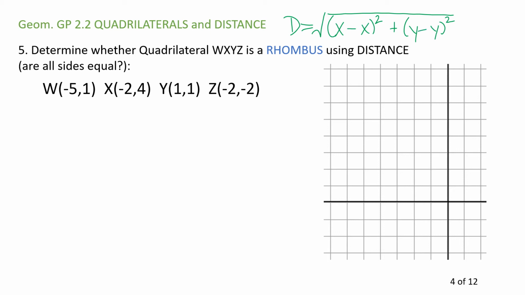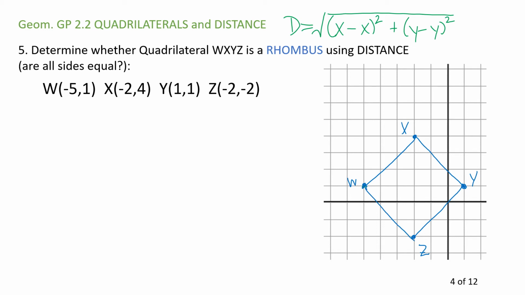But I'm going to go ahead and graph this. -5, +1. That's my W. -2, 4. That's my X. Over 1, up 1 is my Y. -2, -2 is my Z. If I actually look at this, it almost looks like a square. But I'm trying to prove merely that it is a rhombus.